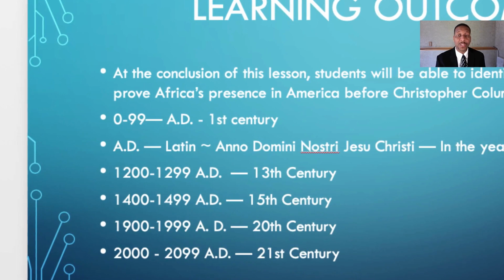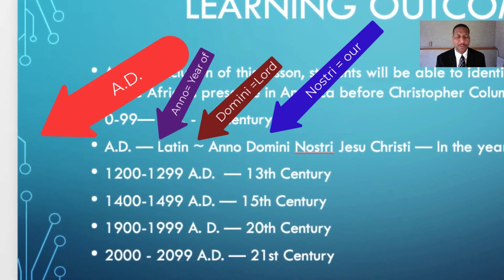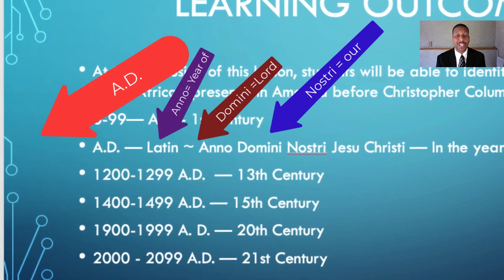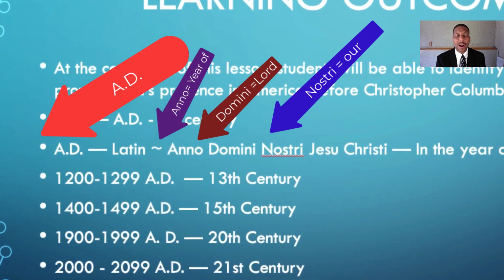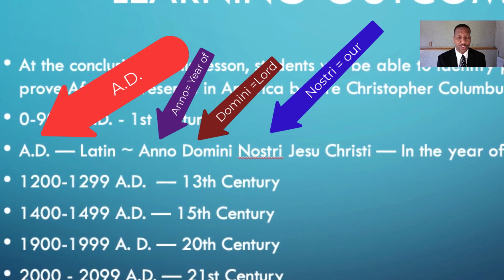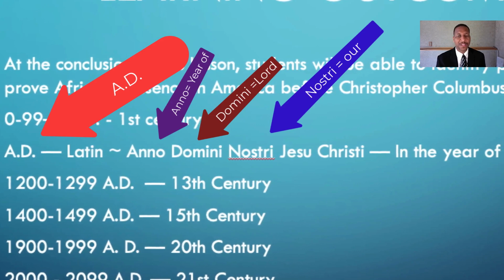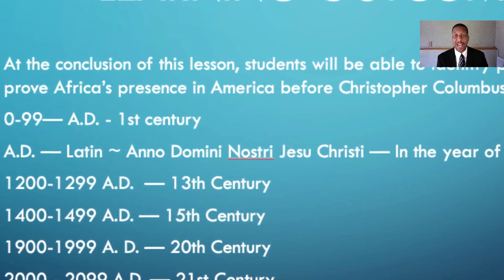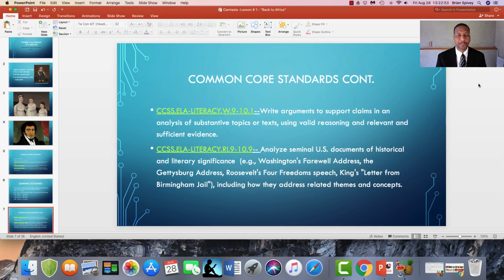Now, we also will do a little bit of Latin in this course, and AD is the shortened form of Anno Domini Nostri Jesu Christi. That is, in the year of our Lord Jesus Christ. That's what AD stands for. It's a shortened version, AD, Anno Domini, okay? That's something that I was afraid to ask when I was going to school. And so just in case you were the same way, I wanted to explain that. Some more Common Core standards.